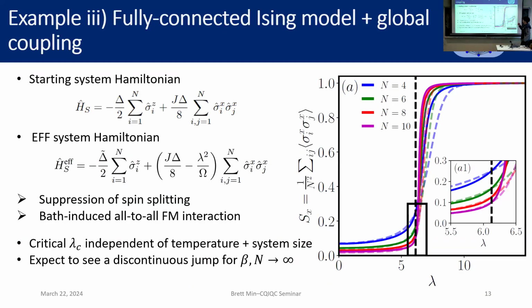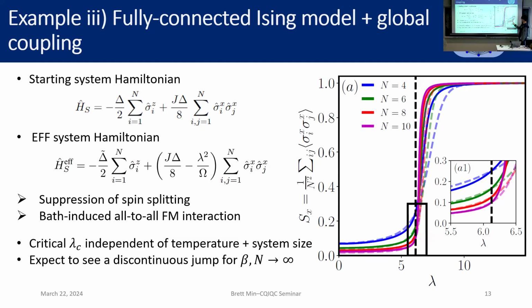Okay, finally, I'll show you the fully connected Ising model. Unlike the previous 2 models, which were chain models, this Hamiltonian now has an all-to-all interaction. And after this mapping, we again suppress the individual spin splitting, but generate all-to-all ferromagnetic interaction. And if we now plot the structure factor, we see a critical lambda that is independent of system size and also temperature. So here's the color coding of the different curves for different lengths, and dashed lines are for higher temperature and solid lines are for low temperature.